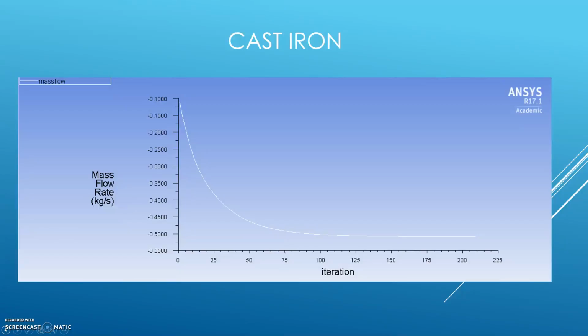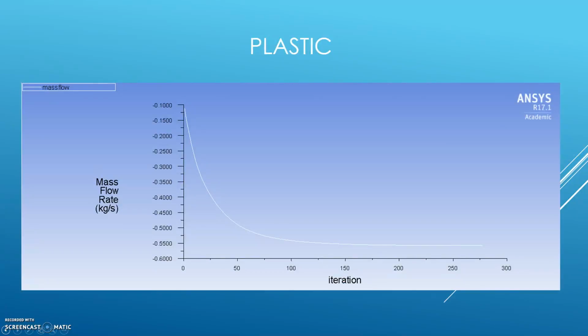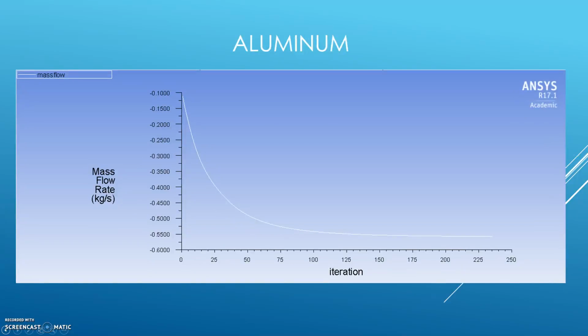Here's the mass flow rate for cast iron, mass flow rate for plastic, and mass flow rate for aluminium. If you want to take a closer look, rewind and pause.